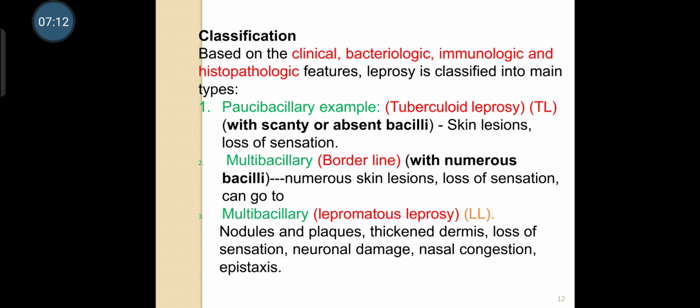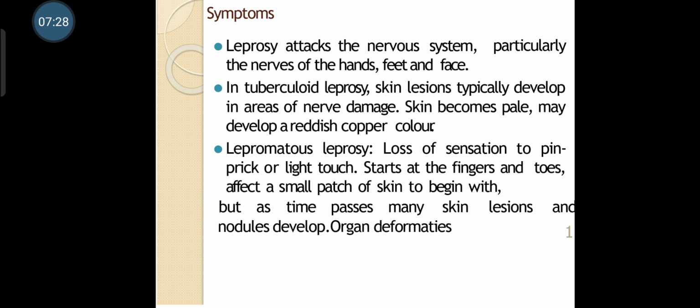So here, nodules, plaques and thickened dermis are there, loss of sensation, neuronal damage, and nasal congestion and epistaxis. So these are the different types of leprosy based upon the clinical, bacteriological, immunological and histopathological features. Symptoms: the major organ system affected by leprosy, by Mycobacterium leprae, is the nervous system. So it affects the nerves of the hand, feet and face.